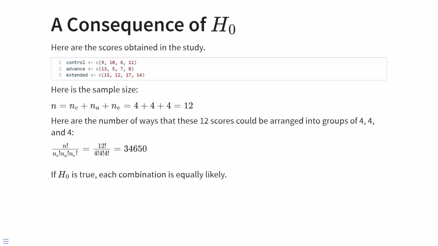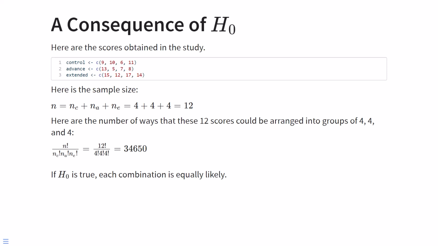This is quite a small study, and yet we still have almost 35,000 different possible combinations. Where do these scores come from if the null hypothesis is true? Well, the null hypothesis being true means that the metaphor conditions have no effect on participants, so the score that a participant gets within a particular condition is only there because of random assignment.